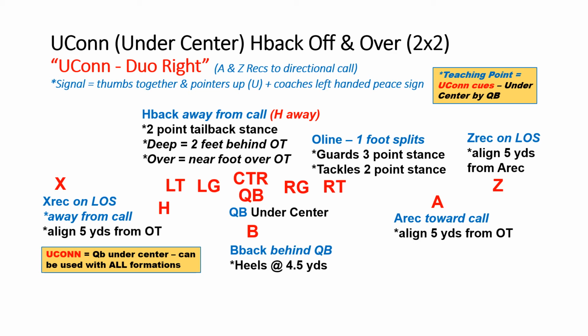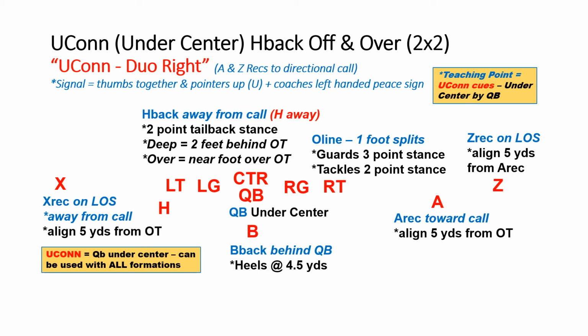We don't have to be a purist and be in the gun. That's something that you're not comfortable with, especially at the youth level. All we do here is add a Yukon call as a prefix to the formation call. Signal is real simple. You just put your thumbs together with the pointers up, making the letter U, and then you go ahead and use your normal formation signal.